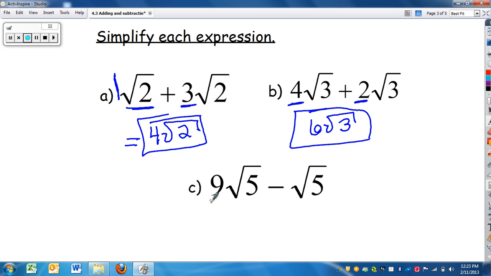On this one I'm subtracting. I have 9 minus, and there's an invisible 1. 9 minus 1 is 8 square root of 5. So really you're just adding and subtracting numbers, and you're not changing the root.